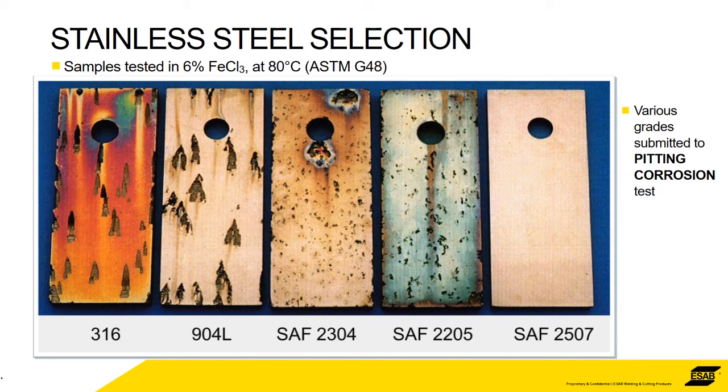And then the 904, the SAF 2304, which is a lean duplex, the SAF 2205, which is a standard duplex, they all suffer to a lesser extent than the 316. But then you can see the super duplex, in terms of pitting corrosion, is not touched. So it's just a quick illustration to show you the differences that it makes.